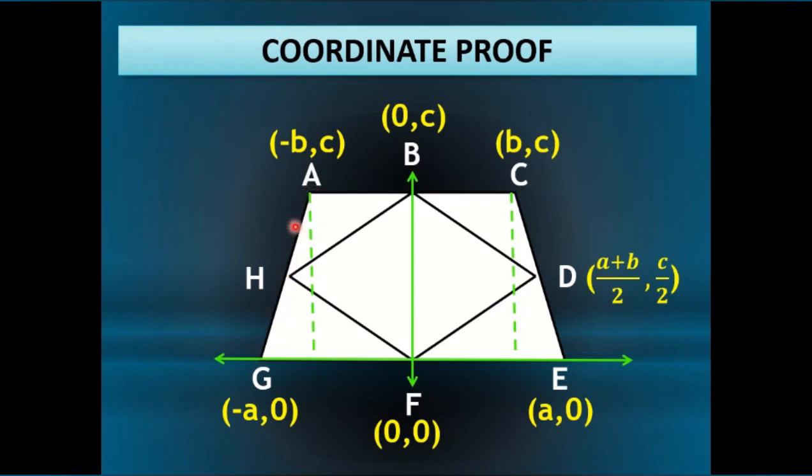Point H will be the midpoint, so we get the midpoint between this point A and G, or the midpoint of the line segment AG. We have negative B plus negative A, or it's simply negative A minus B over 2. And then we have C plus 0 is C over 2. So we have already completed the coordinates of our given figure.